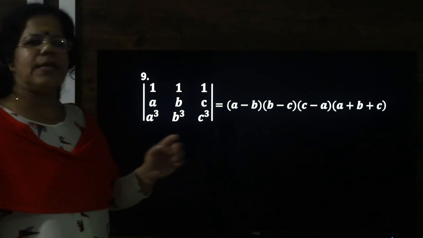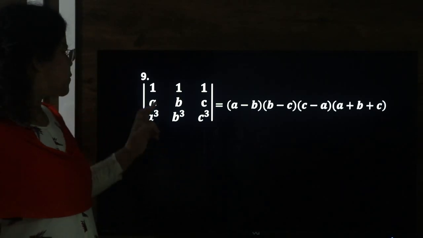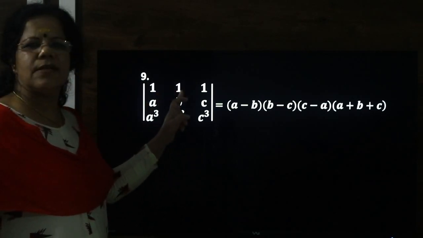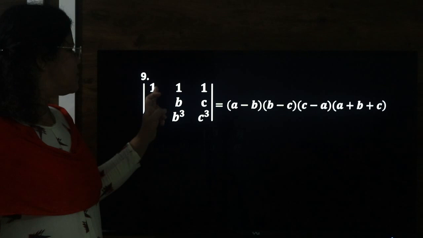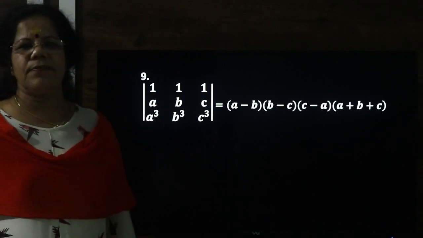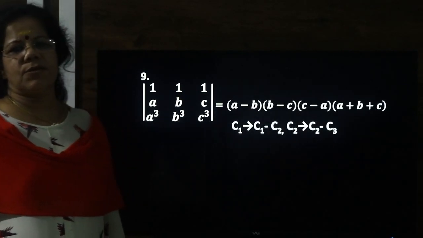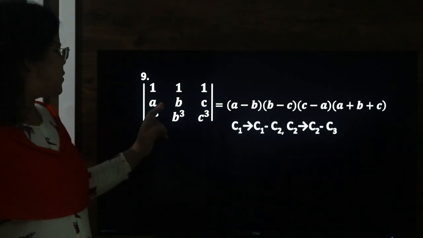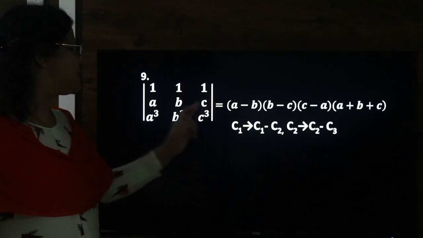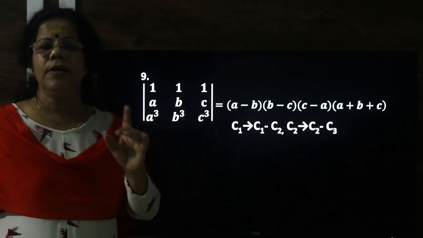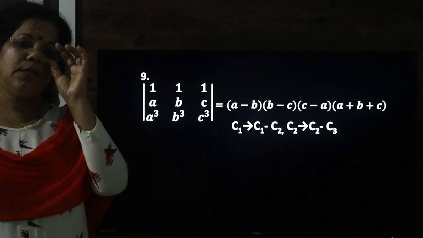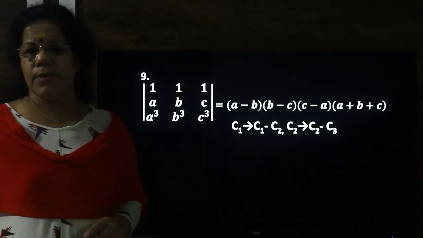For that, what operation? a minus b is a factor. So you can think about C1 changes to C1 minus C2. So that this will become 0, a minus b, every possibility is there for getting that answer. So let us see that way. So C1 changes to C1 minus C2. Again, C2 changes to C2 minus C3, you will get this one 1 minus 1 0, b minus c factor, b cube minus c cube, we know. It is b minus c into b square plus bc plus c square. It is an identity. a cube minus b cube is equal to a minus b into a square plus ab plus b square.